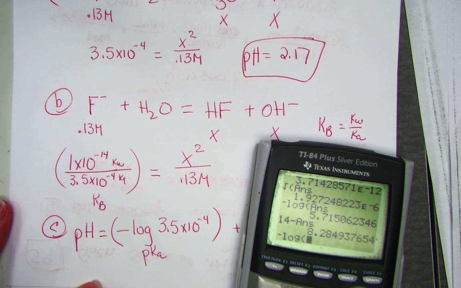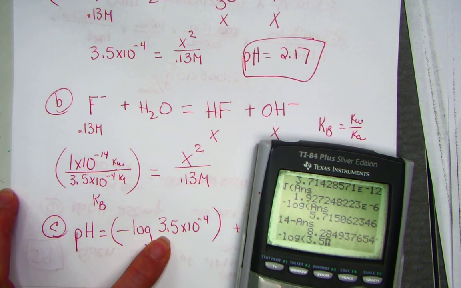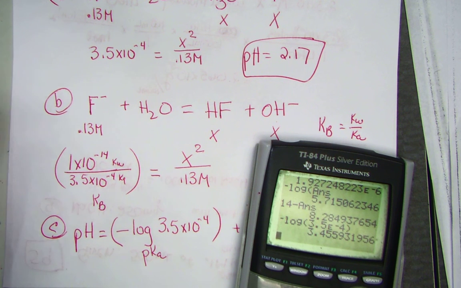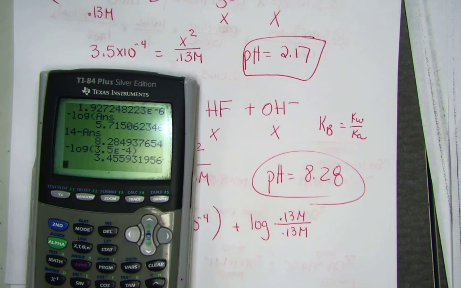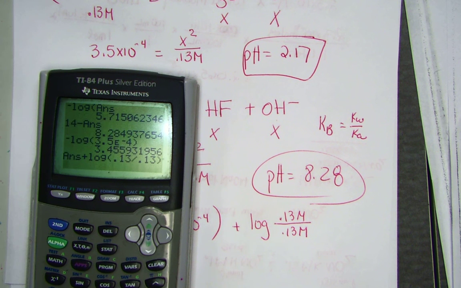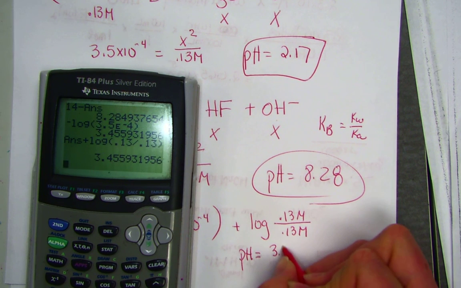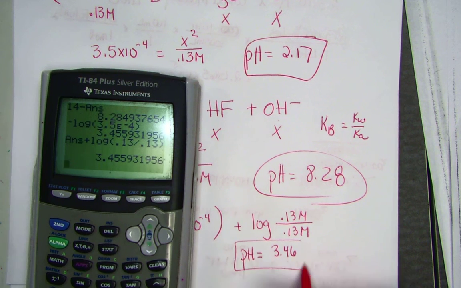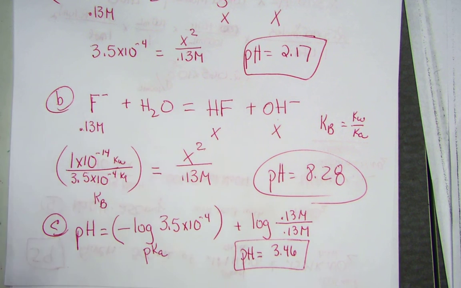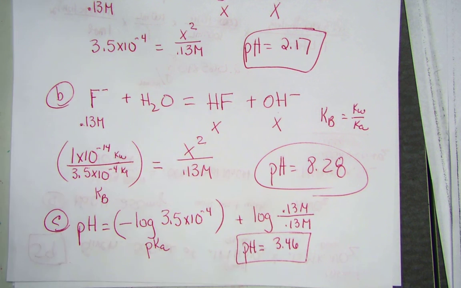Negative log of the Ka value, 3.5 e negative 4. And that's our pKa, 3.46, 3.4559, plus the log of the ratio of a constant number, so we'll hit it, plus the log of 0.13 over 0.13, and you can see that's simply going to cancel. So pH is 3.4634. I'm not sure how many pH units, decimals they'll want. Alrighty, so Henderson-Hasselbalch for part C, where we're looking at a conjugate pair acting as a buffer system.